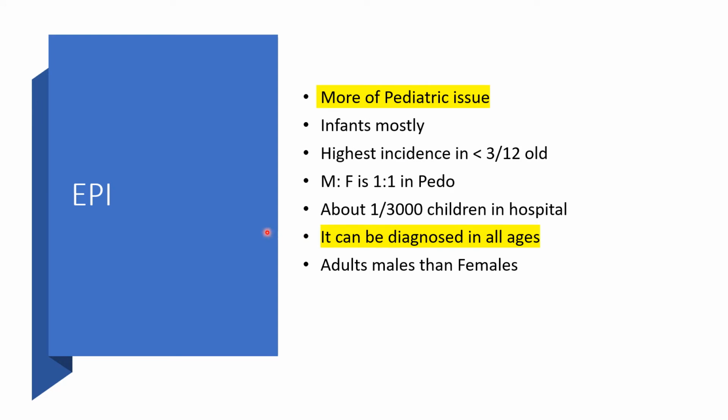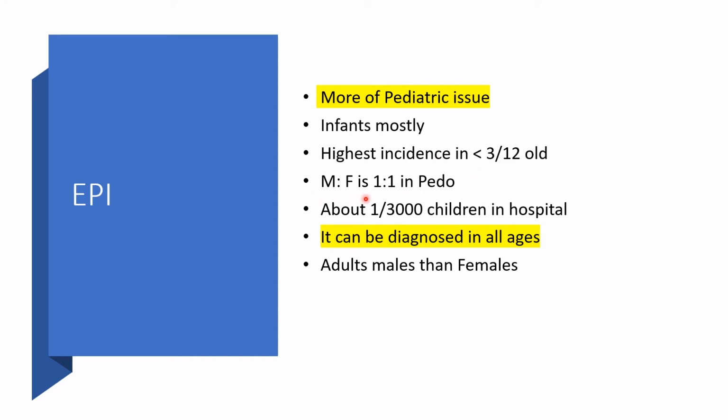Oh, wow, right? Okay, now epidemiologically, get this right. This is more of a pediatric issue. I'm not saying it's not going to be found in grown-ups or elderly people, but majorly it is a pediatric issue. And infants will be mostly affected. The highest incidence will occur in children less than 3 months old.